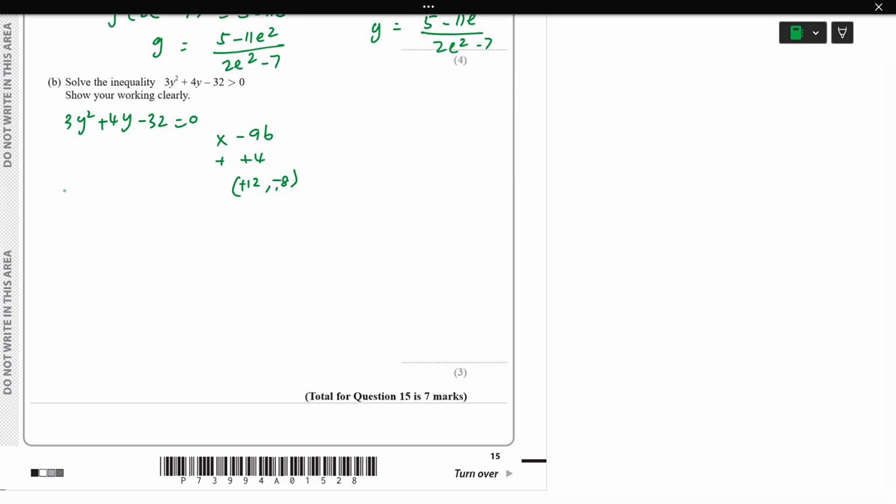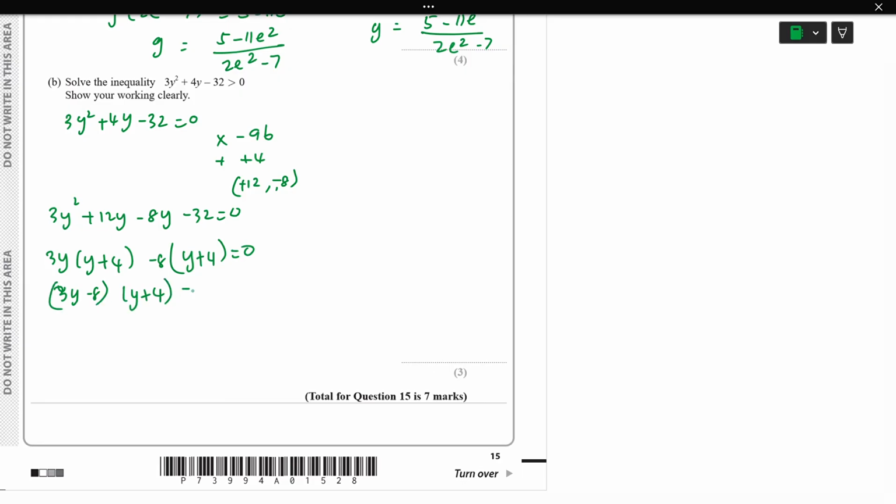Then I'm expanding this: 3y square plus 12y minus 8y minus 32 equal to 0. Now I'll bring 3y out, which is y plus 4. Here also y plus 4. Then negative 8 is here. So (3y minus 8)(y plus 4) equal to 0. So 3y minus 8 equal to 0 or y plus 4 equal to 0. So here y equal to 8 by 3 and y equal to negative 4.